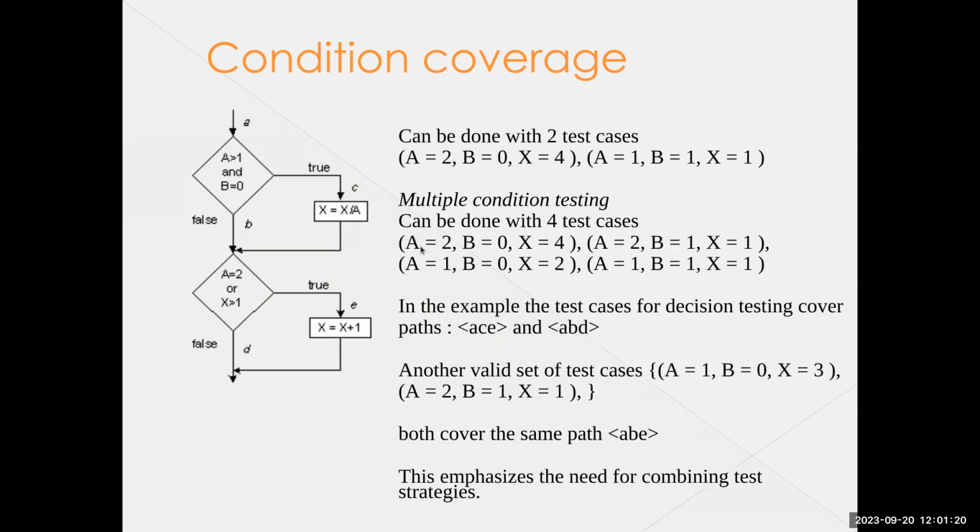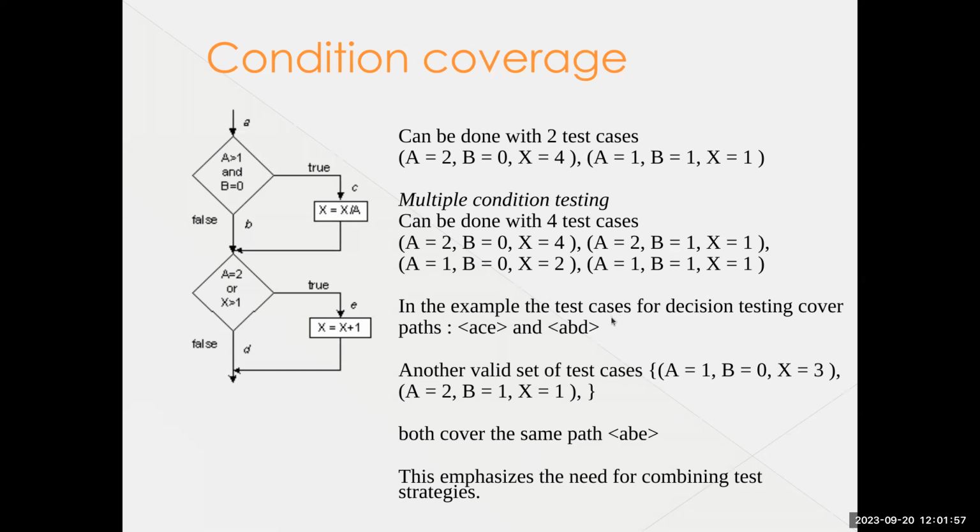Consider this one. A is equal to 2. This is true, and B is 0. Here, this side, and A is equal to 2. Yes. Now, consider this one. A is equal to 1, so it will go to the false side. B equals 0. This also, A is not equal to 2. So false, false. Like those things, condition coverage.